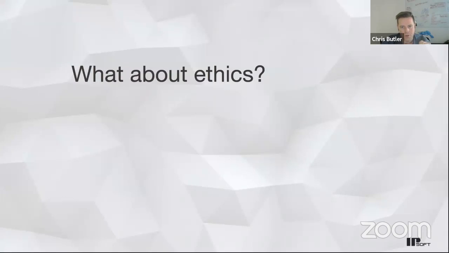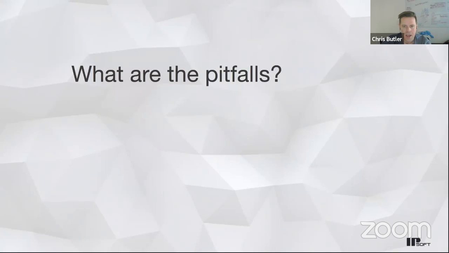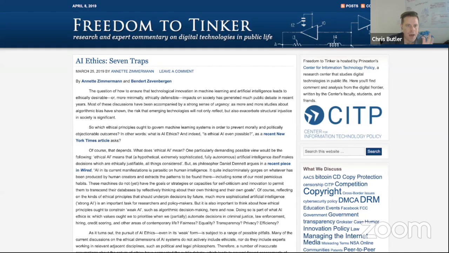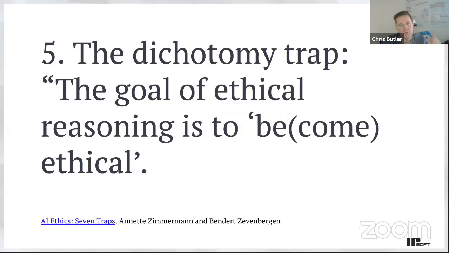And so I think that's really important. And when we talk about ethics, I think there's a really great article here about the 7 traps of AI ethics. And the one that I think is most important is really the 5th one, the dichotomy trap, which is that the goal of ethical reasoning is to become ethical, when the truth is that it's really about a process in some way. So I would recommend that everybody reads this article in general. I think it's a really great one.